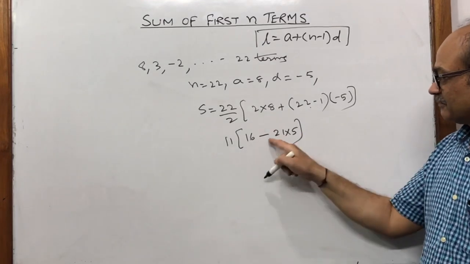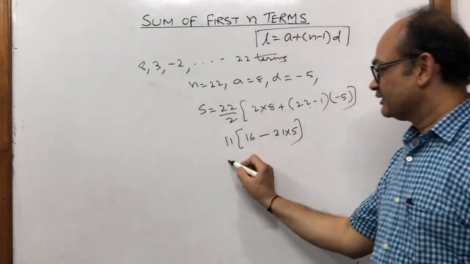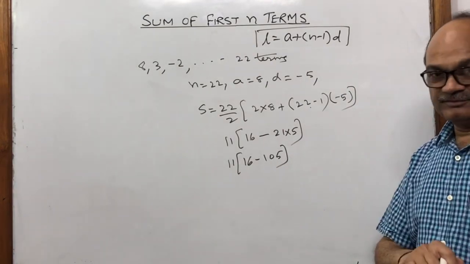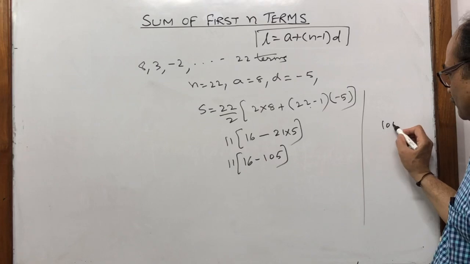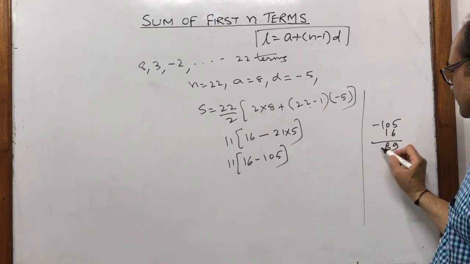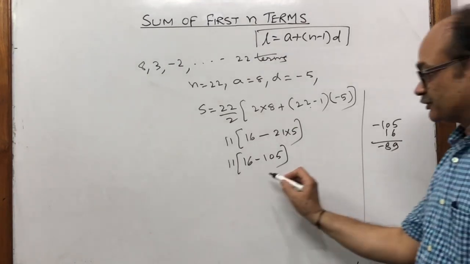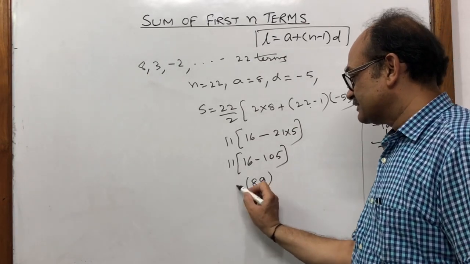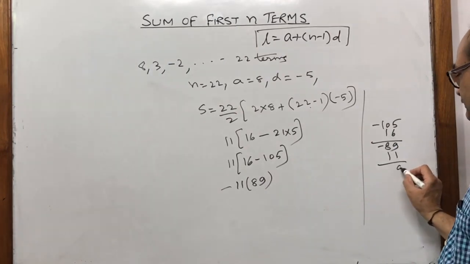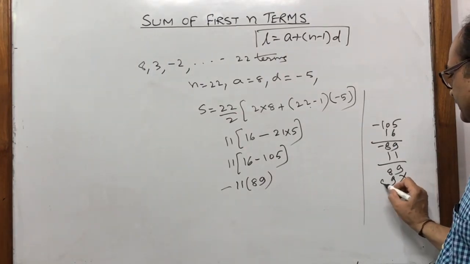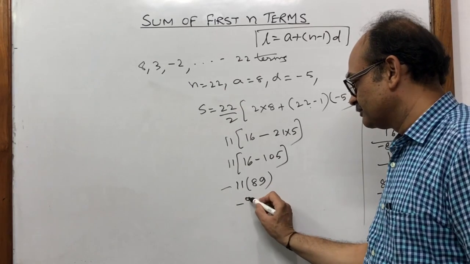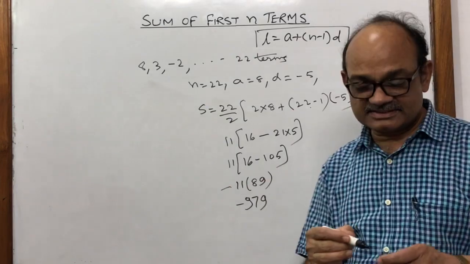See, 16 minus 21 into minus 5. So here, 11 into 16 minus 105. Now use rough column every time. 105 minus 16 is 89. So here we write minus 89, and 11 into 89 is 979. The answer is minus 979.